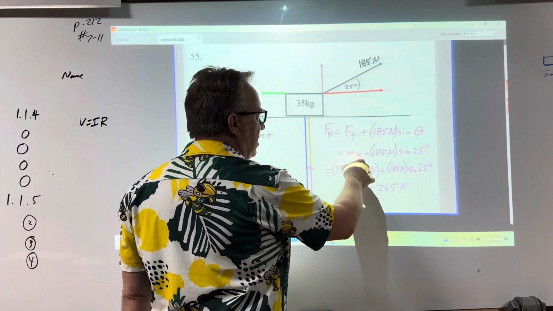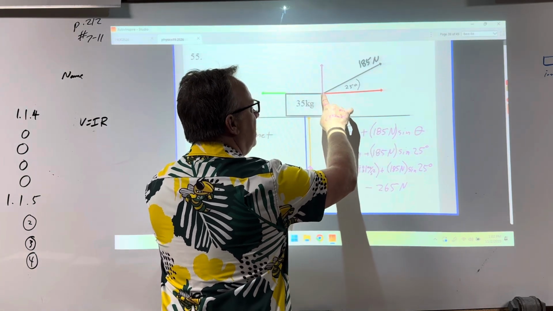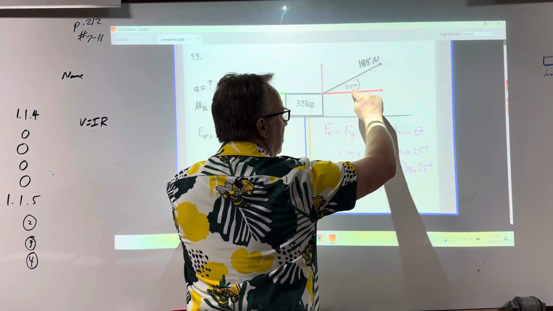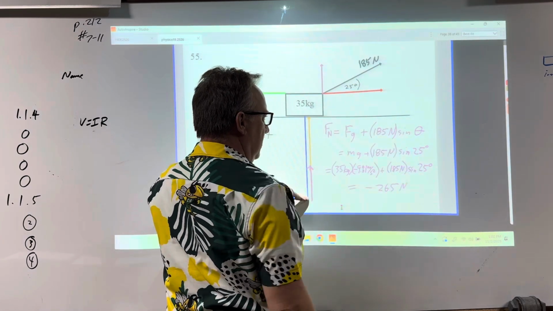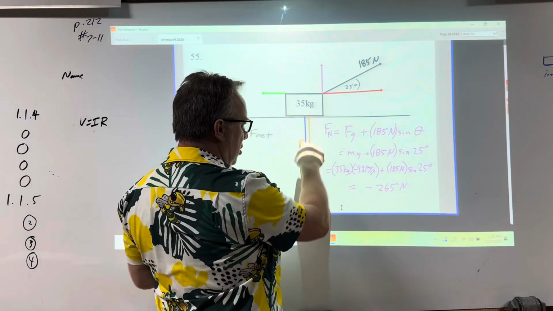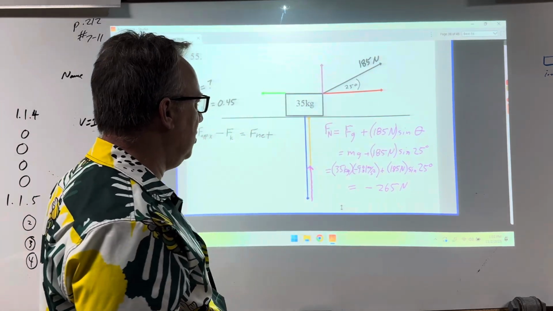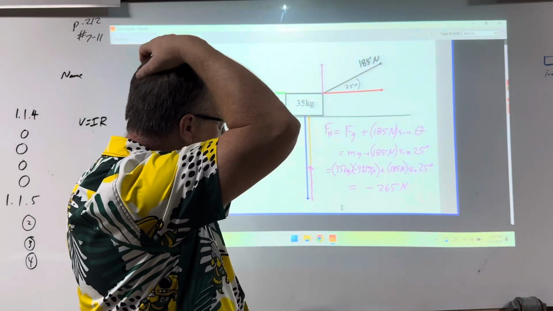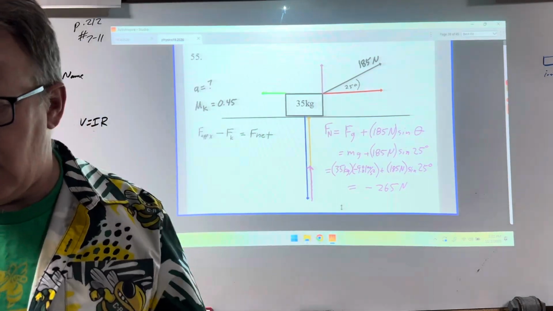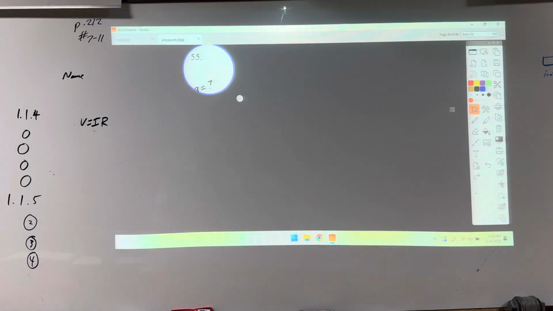So you've got mass times gravity for this, and this side, if you took this over here, is 185 sine of 25, and you're going to make it that way. So what's left over from going down here plus this is 265 newtons for the normal force. Don't worry about it being positive or negative. I have it listed as a minus. Don't worry about that. So going to the next page.